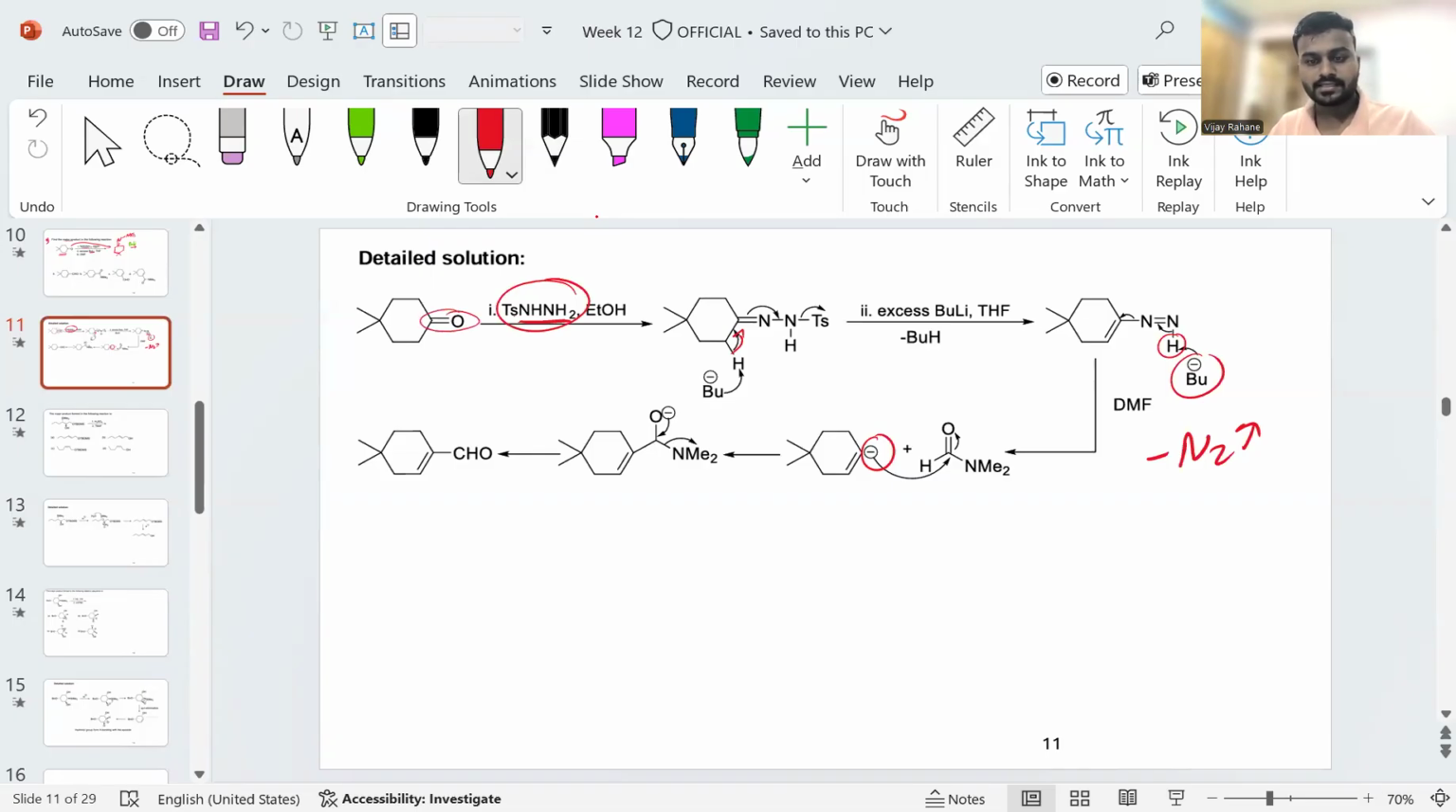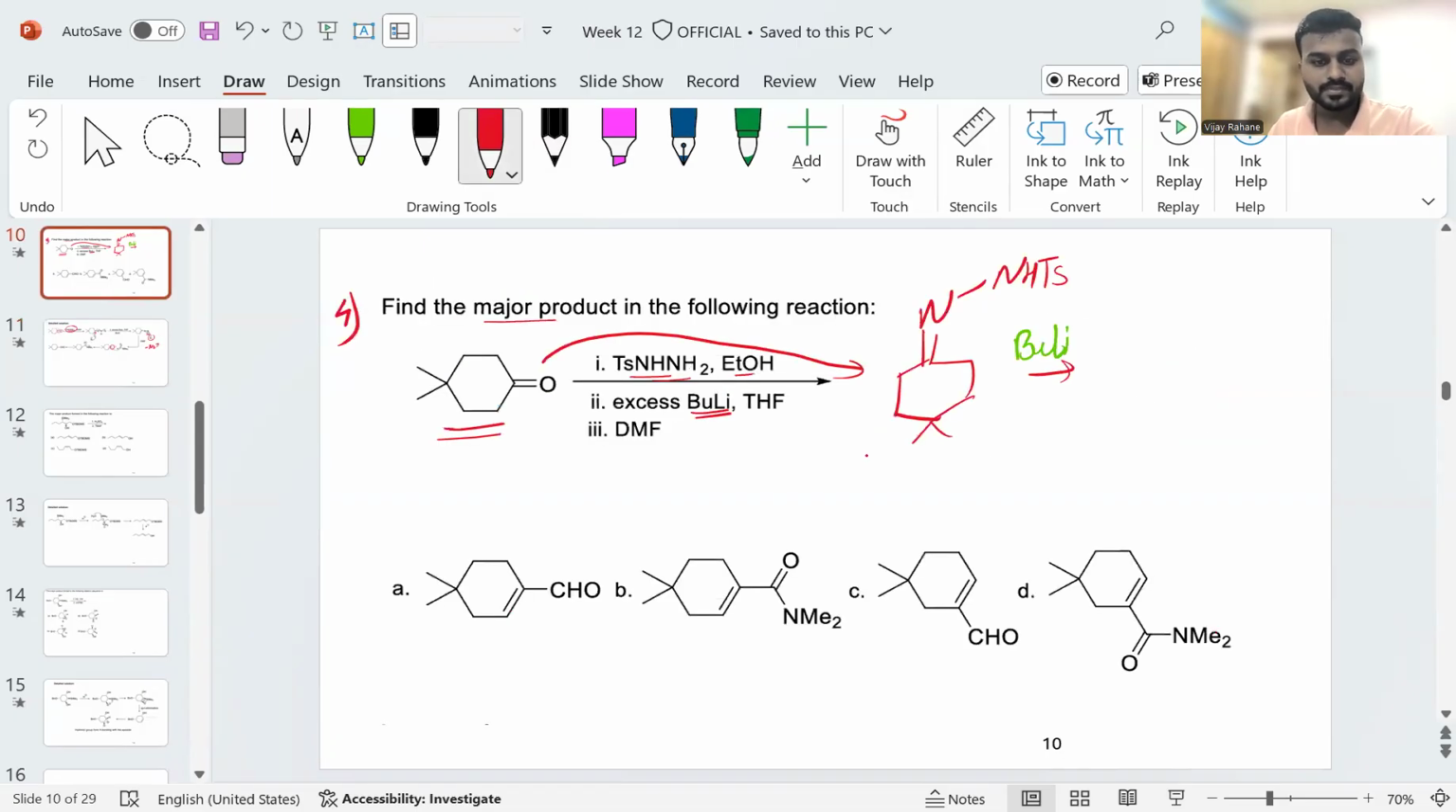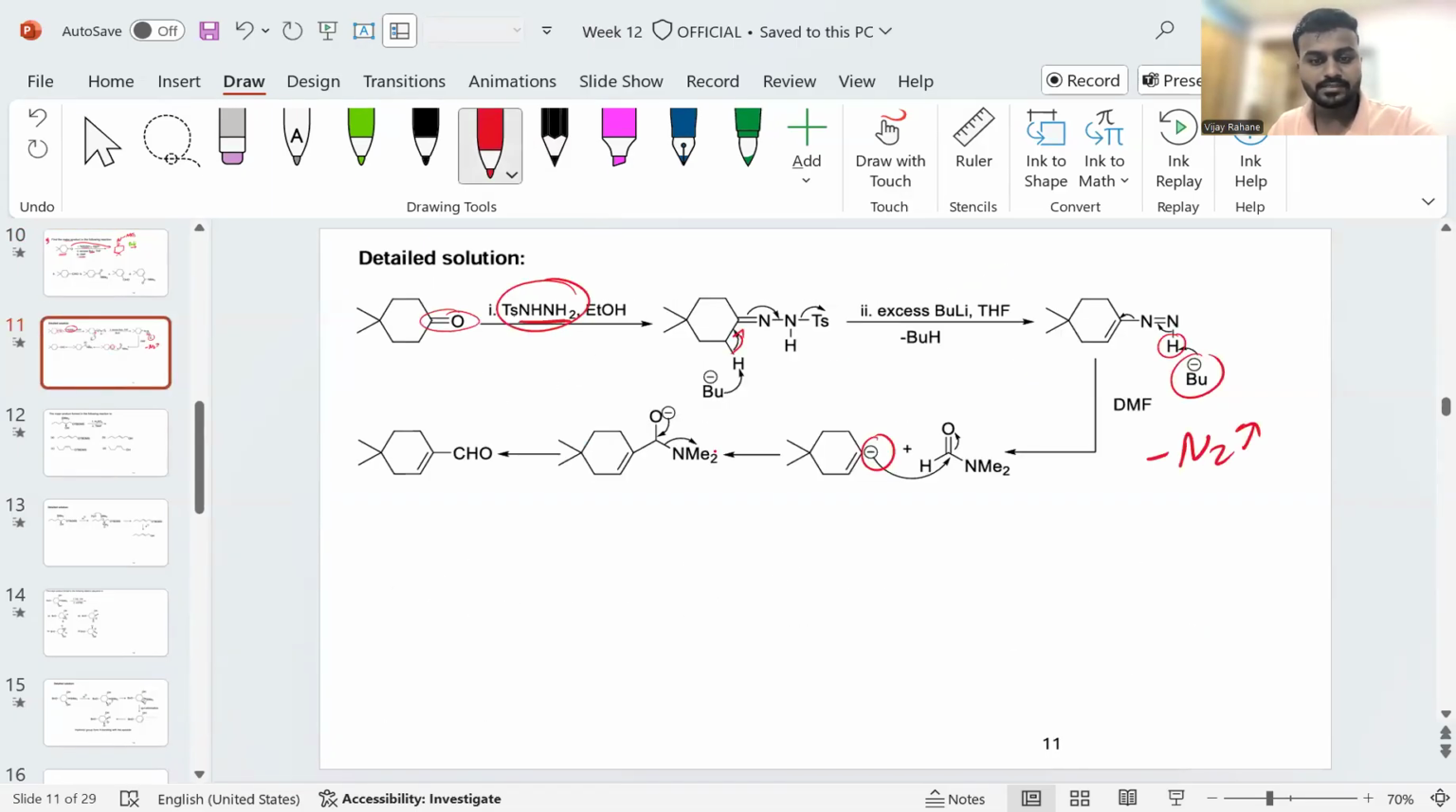And this carbon anion, then in the third step we have the DMF, that's the formylating reagent. So when this anion forms, it attacks the DMF, which is the electrophilic center, the carbonyl center of the DMF, and Me2N elimination takes place to get the formyl group here. So the one thing to note in this reaction, the first step is the well-known step. The first step is the formation of the imine.